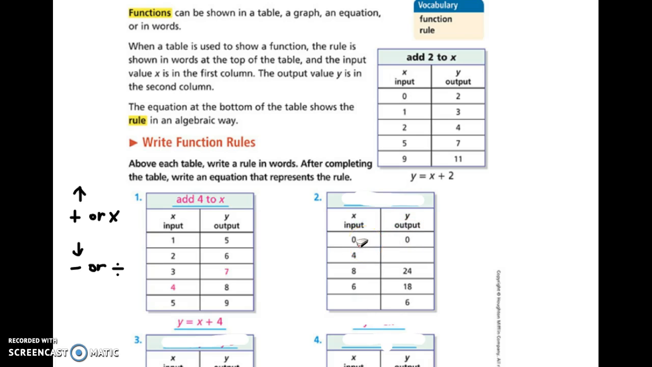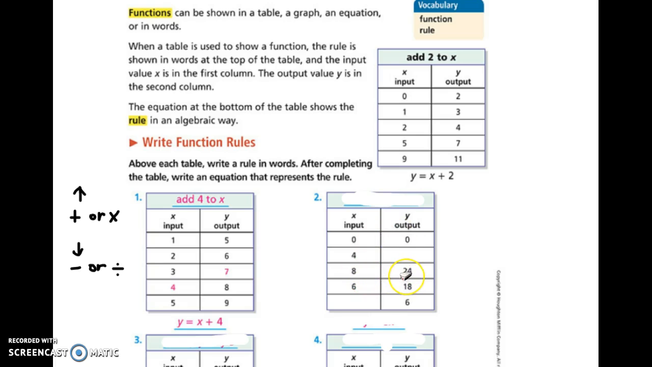This one, okay, we're going from 0 to 0. All right, so that's kind of hard because it's staying exactly the same, right? So I couldn't add anything. I couldn't subtract anything for it to be 0 equals 0. I could multiply. I could multiply 0 times 0 and I would get 0. But let's look at some of the other choices and maybe that'll help us figure it out.